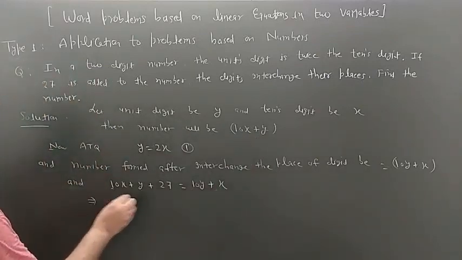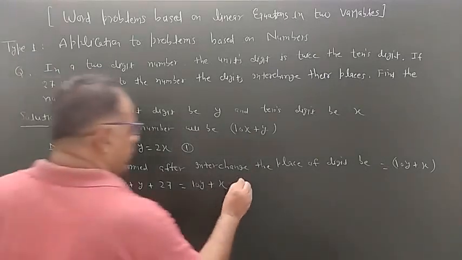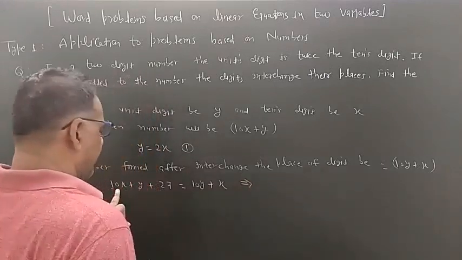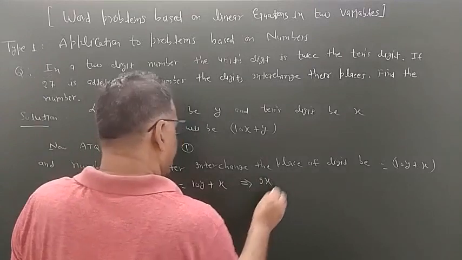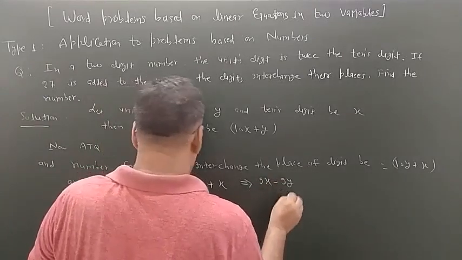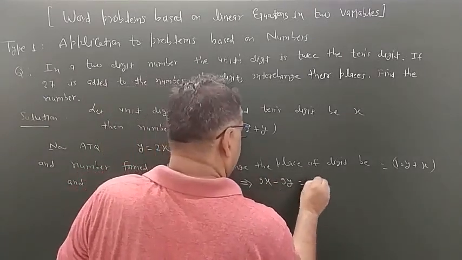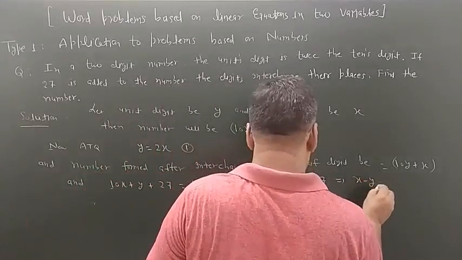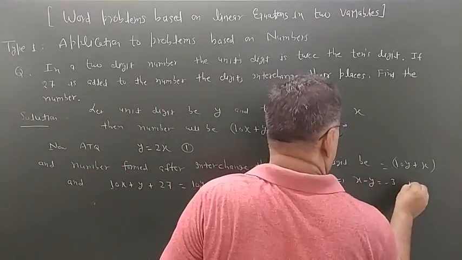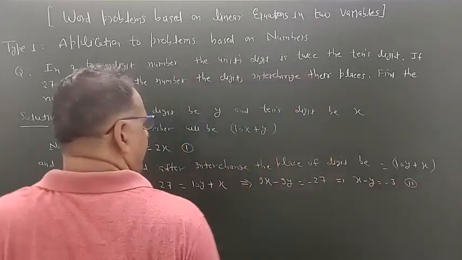So this equation, after solving, we have 10x minus x, that means 9x, and y minus 10y, minus 9y, equal to minus 27. So finally x minus y equal to minus 3. This is equation number 2.